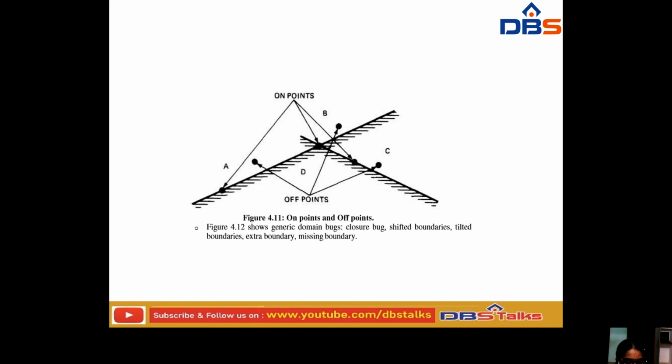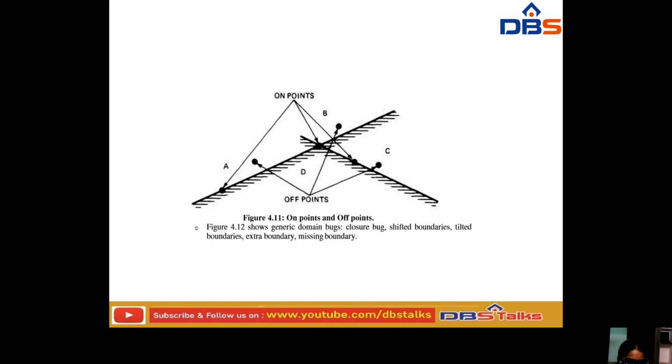Why is it called off points? Because literally it is not related to anything, it is not used by the other user, and it does not show any effect on this data. So whenever you are going to perform the testing, it is not that easy to perform the testing just like that. Okay, this is the on point and this is the off point.